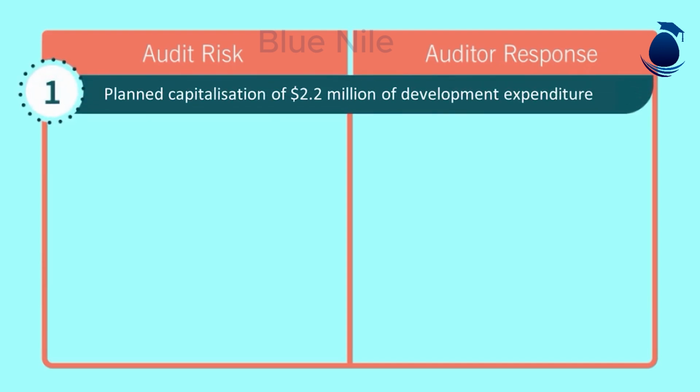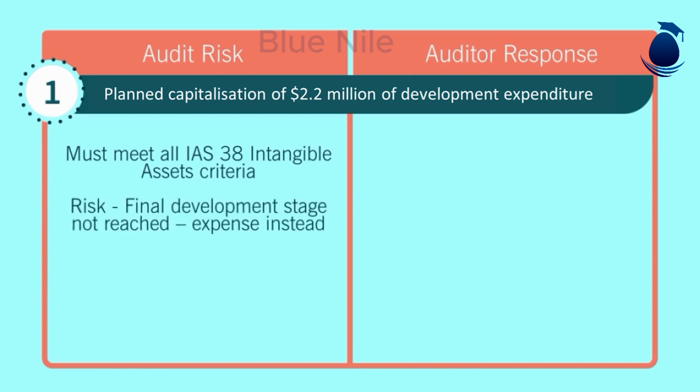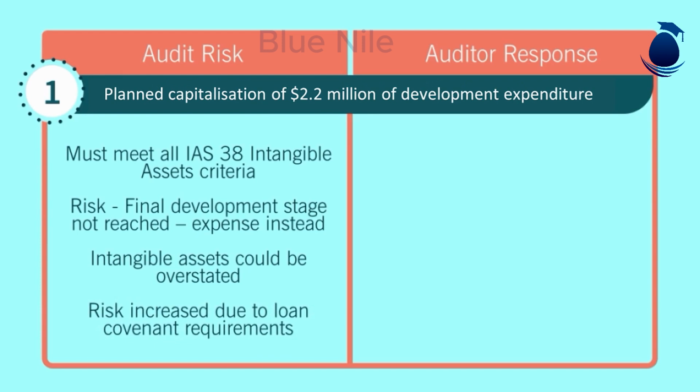The first audit risk we discuss is the plan to capitalize development expenditure. To be capitalized, it must meet all of the criteria under IAS 38, intangible assets. Here, there is a risk that some projects may not reach the final development stage. These should be expensed instead. As a result, intangible assets could be overstated, and this risk is further increased because of the loan covenant requirements to maintain a minimum level of assets.